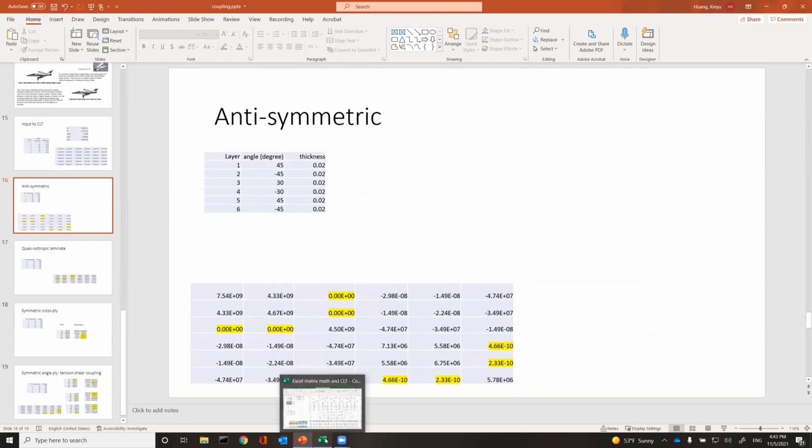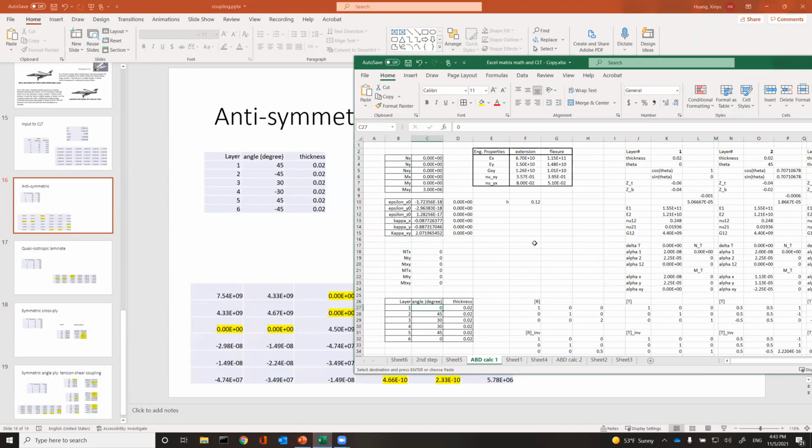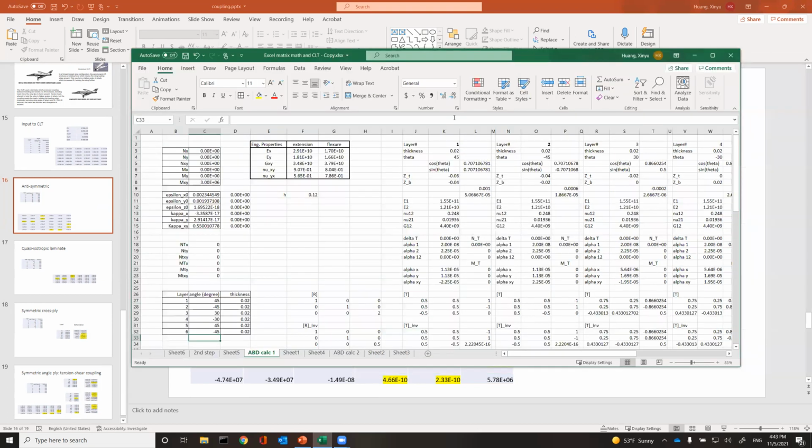Let's go to my layup. I'm gonna make this 45, minus 45, 30, minus 30, 45, minus 45. All right, it's anti-symmetric. I want to bend it. So I'm gonna bend it with 3.0 E6.